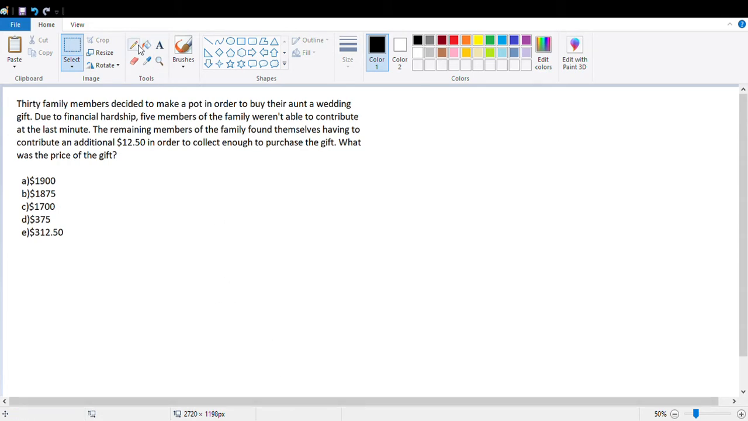Alright, so how are we going to tackle this question? The first thing that I want to notice is that since each of the individuals of the family are putting the same amount of money into the pot, let's say we label G as the price of the gift. So that's basically what we're shooting for. We want to find what G is, the price of the gift.